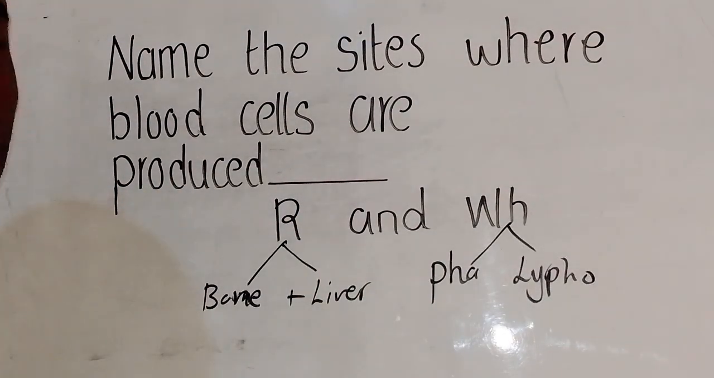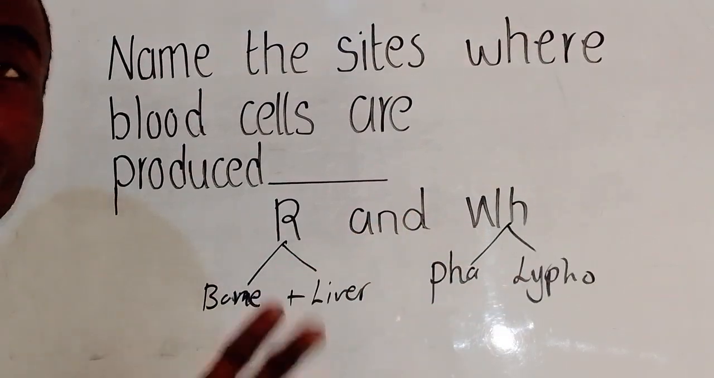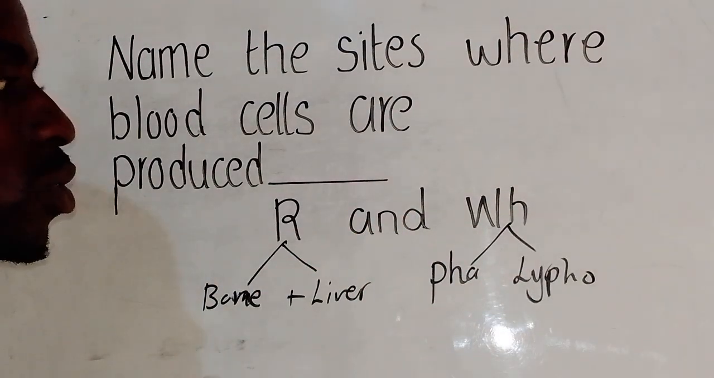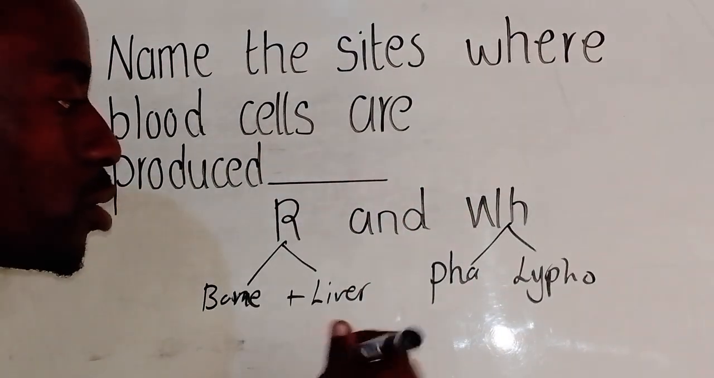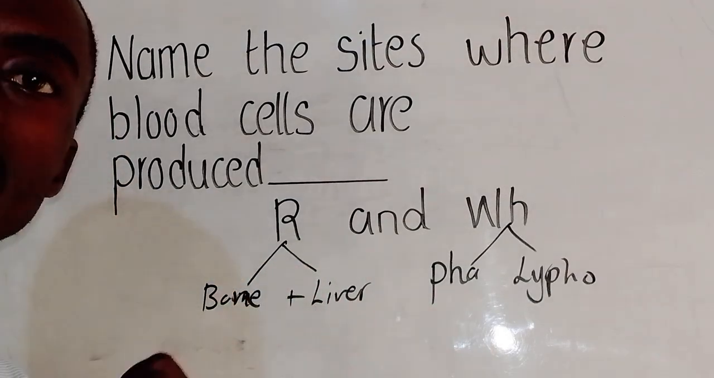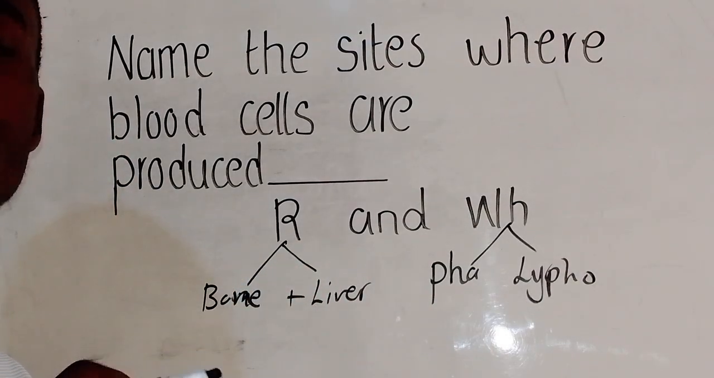Now, according to the question, they're asking for the site of the white blood cells, the actual site where the white blood cells are produced. We have the tonsils and the spleen in our body.